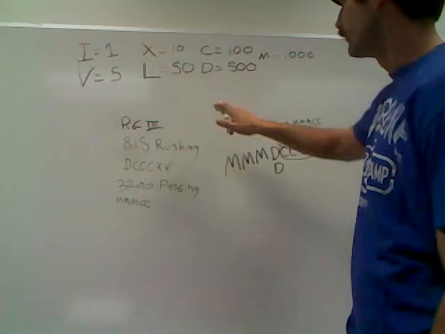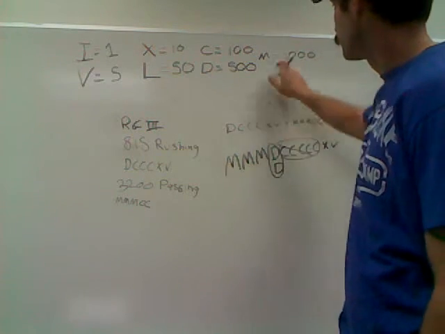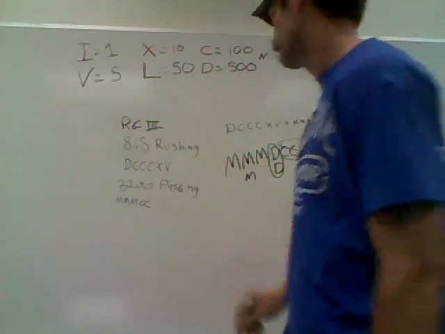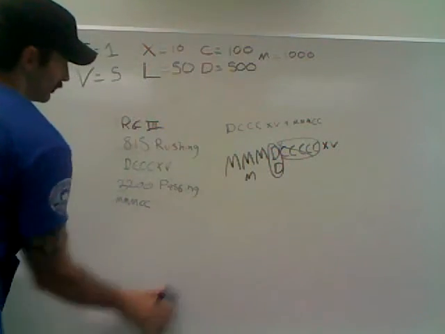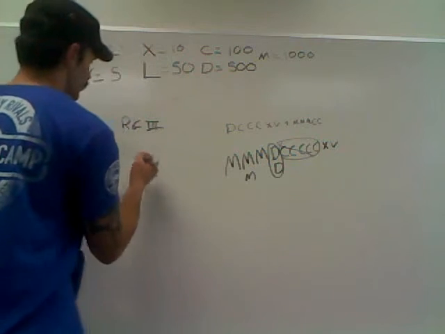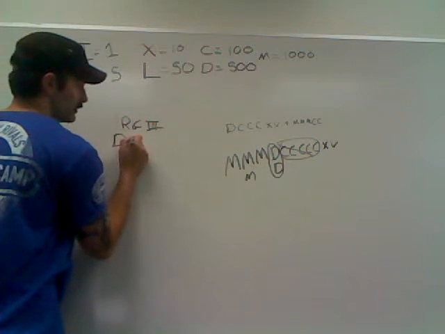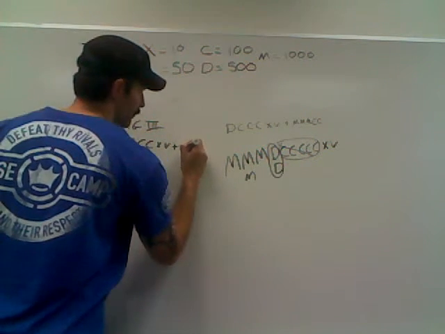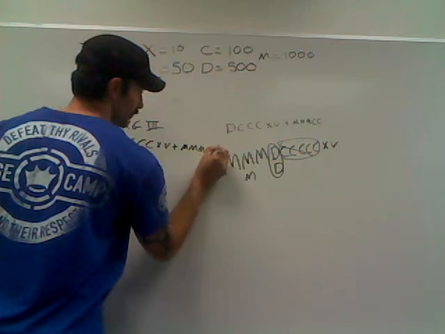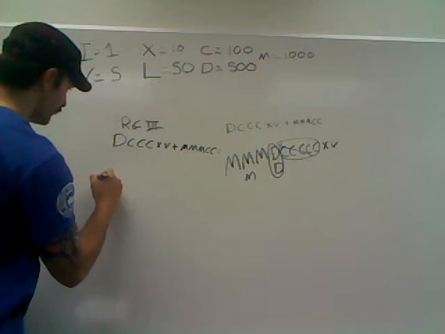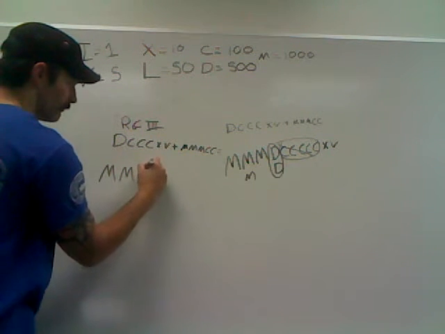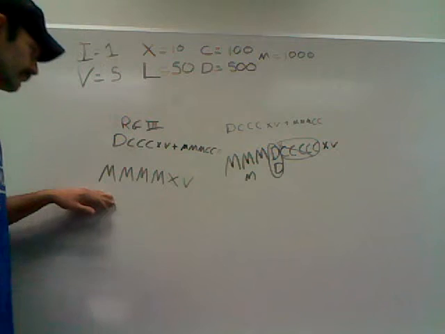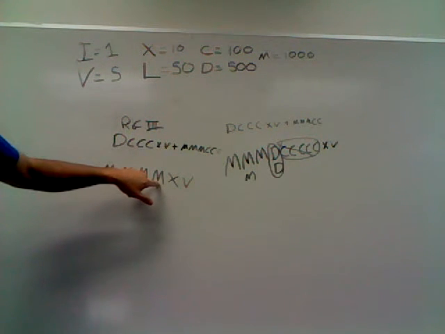Also notice that you have maybe 1,000. So what is that? Turns into an M. So M, M, M, M, D, C, C, X, V equals. You simplify it. M, M, M, M, 1, 2, 3, 4, and 15 yards.